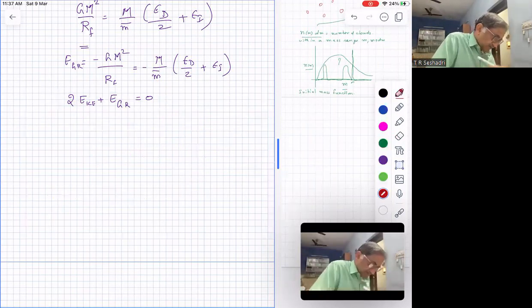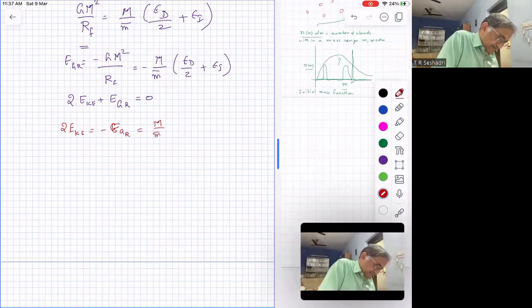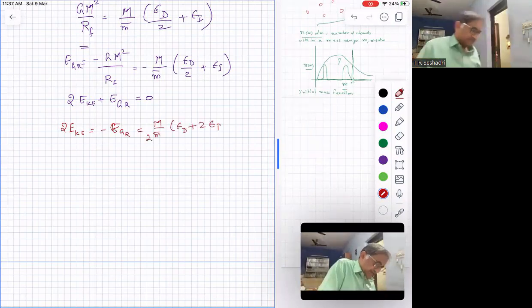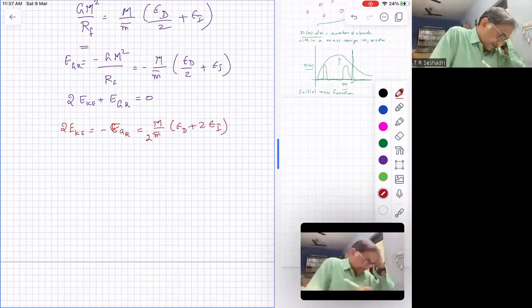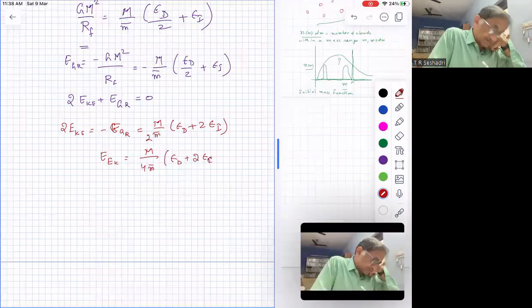Okay, so now I have 2KE is equal to minus E_GR, which is equal to M by M bar times (2 epsilon D plus 2 epsilon I). Let me put a 2 here. And so the kinetic energy is equal to M by 4 M bar times (epsilon D plus 2 epsilon I).